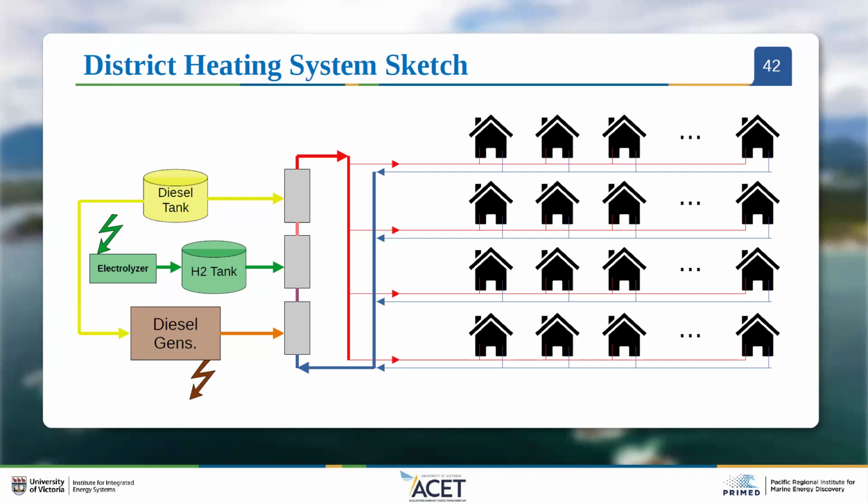So the idea here is that excess production from our solar and our wind, if we can't store it in the battery, then it's sent to the electrolyzer and it's used to make hydrogen. And then lastly, we draw diesel from the same tank that the generators draw from to run a diesel boiler. So if we need to supplement our heating supply, we can do it that way.